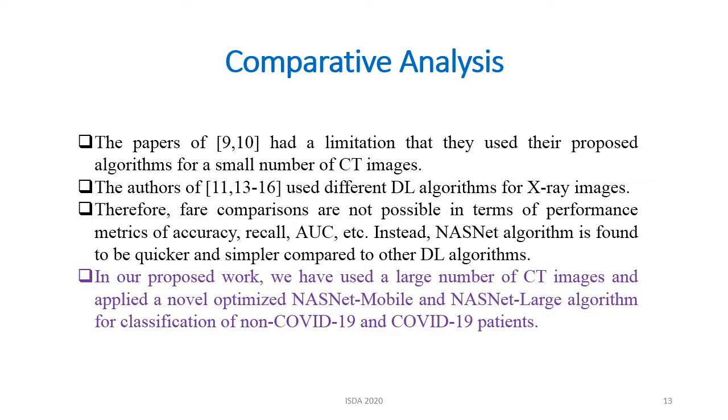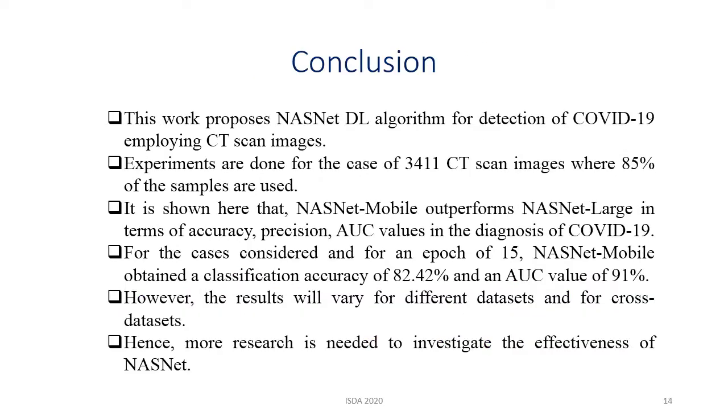This is the comparative analysis section. The papers 8, 10, 9 and 10 had a limitation that they use their proposed algorithms for a small number of CT images. The authors of 11, 13 to 16 use different deep learning algorithms for X-ray images. Therefore, fair comparisons are not possible in terms of performance metrics of accuracy, recall, etc. Instead, the NASNet algorithm is found to be quicker and simpler compared to other deep learning algorithms. In our proposed work, we have used a large number of CT images and applied a novel optimized NASNet Mobile and NASNet Large algorithm for classification of non-COVID-19 and COVID-19 patients.